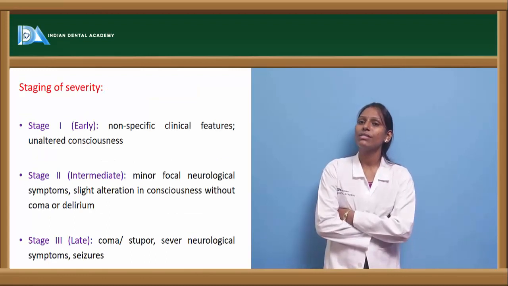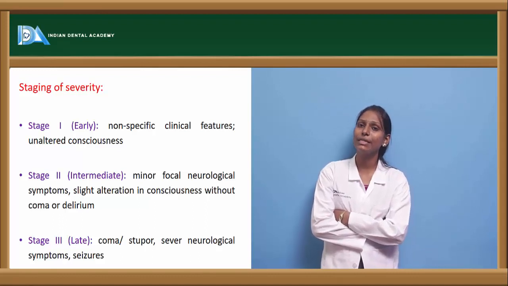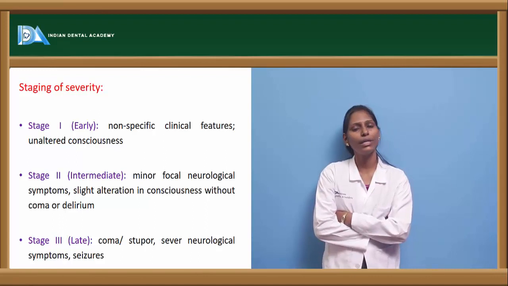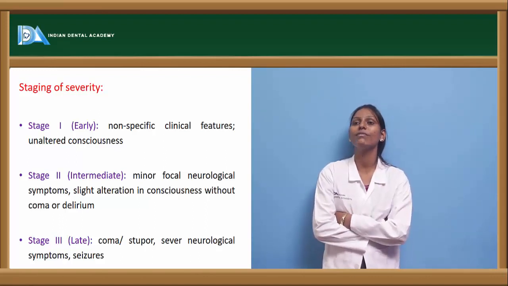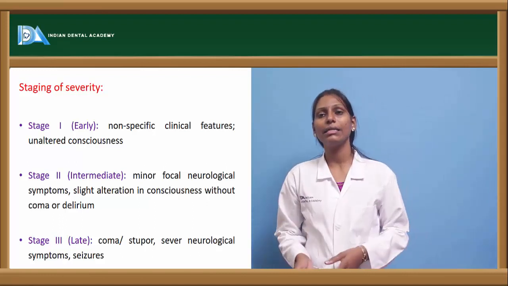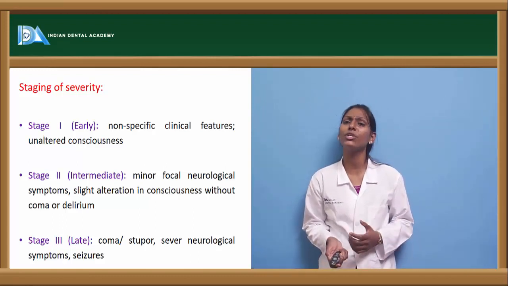Coming to staging of the severity, stage 1 is an early condition, stage 2 intermediate and stage 3 is late. In stage 1 we can see non-specific clinical features, usually unaltered consciousness in these conditions. In stage 2, which is an intermediate condition, we can see focal neurological symptoms, especially there can be slight alteration in consciousness without coma or delirium. In stage 3, it is a late stage where we can see coma, stupor, severe neurological symptoms and seizures.